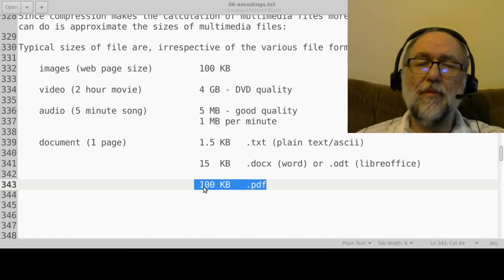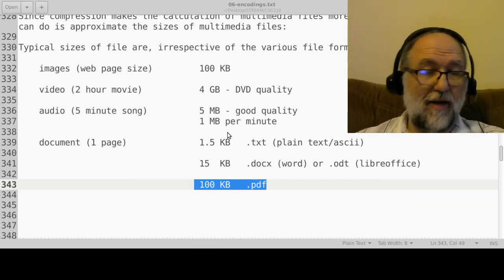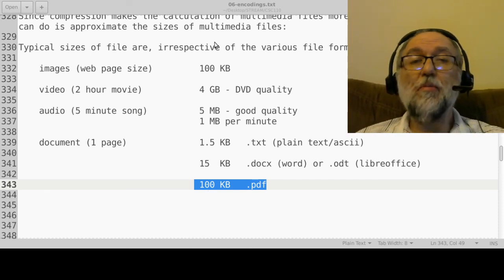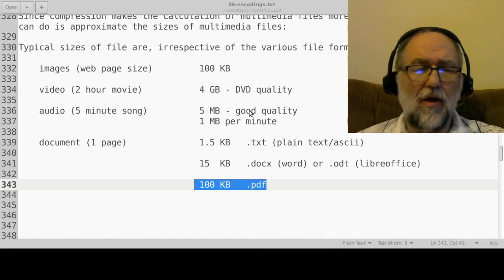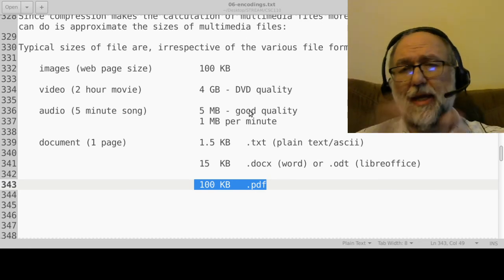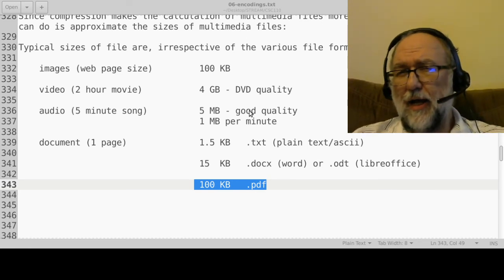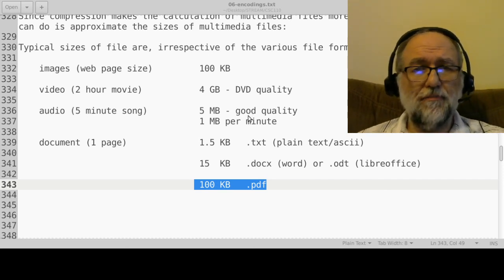So next lecture, which will be a tutorial on doing word problems on all the stuff I've done up till now, we'll be using these numbers to estimate the sizes of a book, estimate the sizes of libraries, estimate how many movies you can get on a hard drive, and stuff like that. All right, that's enough for this lecture.